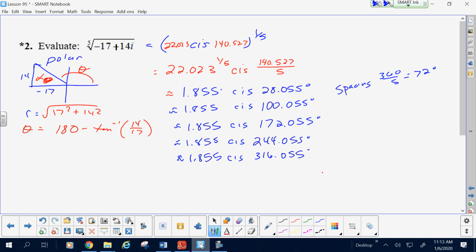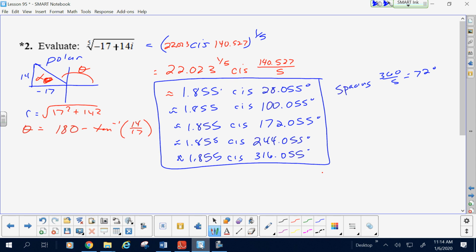What if you kept adding 72? If you add 72 again, you get something that's actually the same as 28. You'd start hitting those same 5 angles again, 360 different. So there's your answers, and you're good. Are you with me, people? You're so smart.